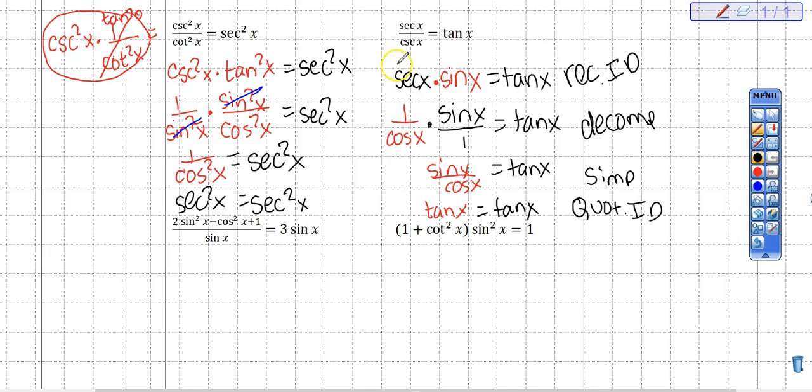Well, there you can see that we applied the same idea as this other problem here, where instead of having secant divided by cosecant, we decided to do secant times the reciprocal of cosecant, which is sine. Okay, and then we decomposed into sine and cosine by changing secant into 1 over cosine. Then we simplified by multiplication, and then we used our quotient ID to change sine over cosine into tangent. Questions?